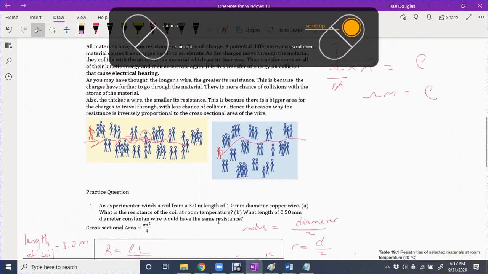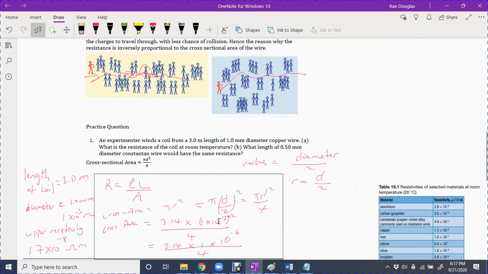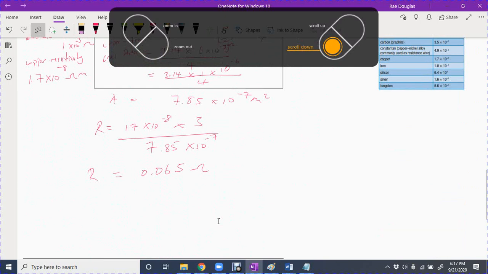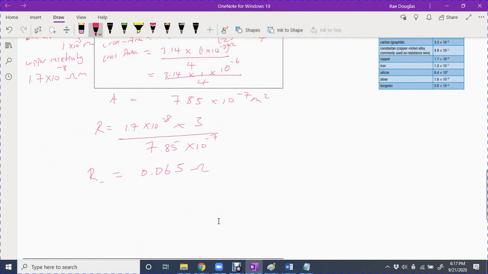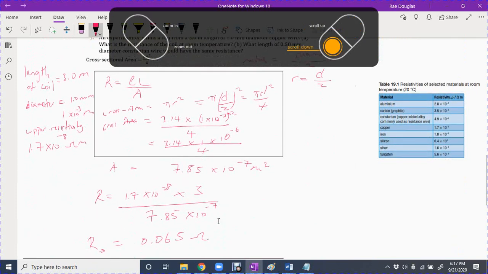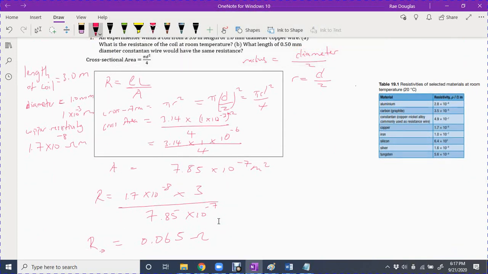But there is another part of the question that wanted us to find out at what length of 0.5 millimeters diameter of constantan wire would have the same resistance. So if it says same resistance, this is the resistance that we have just found out. But they want to know what length of that wire would produce the same resistance as the different wire, right?